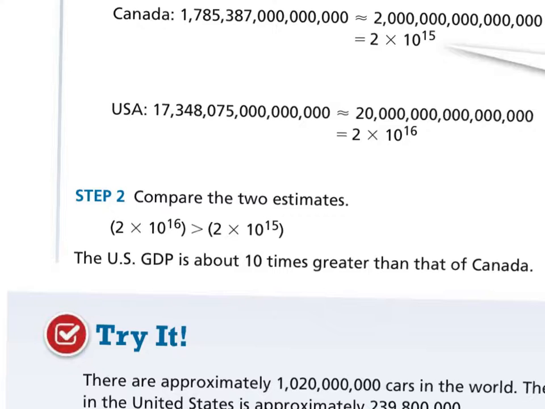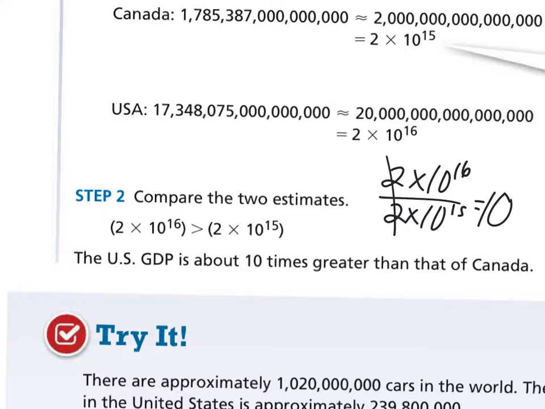So to compare, we could just say US is greater than Canada. To be more specific, we could work it out and figure out US is about 10 times greater. And again, we could figure that out by dividing these. If you divide, basically the 2s could cancel, or you could write them as separate fractions, and then dividing like bases, subtract the exponents. 16 minus 15 is 1. 10 to the first power is the same as 10. So that's how we could get that. Figure out how many times greater something is than something else you get by dividing them.